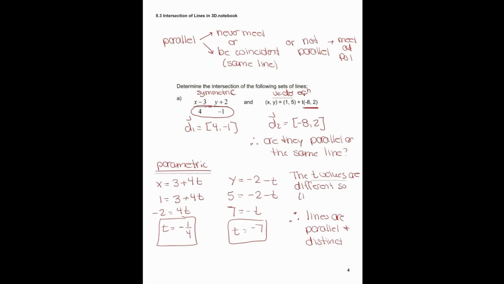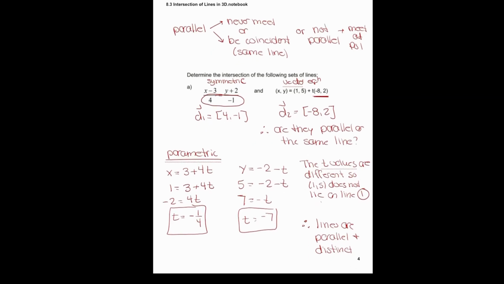So 1,5 does not lie. Should have given myself a little more room here. Hold on. Does not lie. Let's see if I grab this and move it down. I'm not having much luck just grabbing this and moving it down, but there we go. Grab that and move it down. Okay, so the t values are different, so 1,5 does not lie on line 1. Because it doesn't lie on line 1, then none of the points are going to lie on line 1.